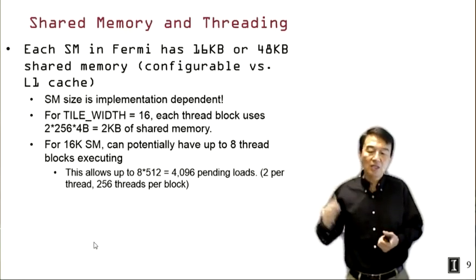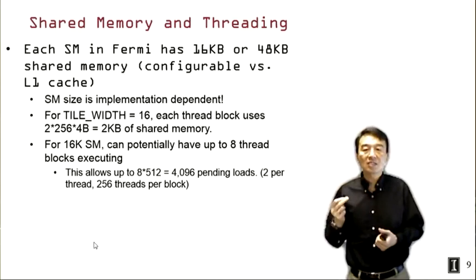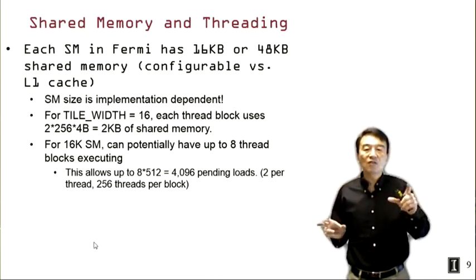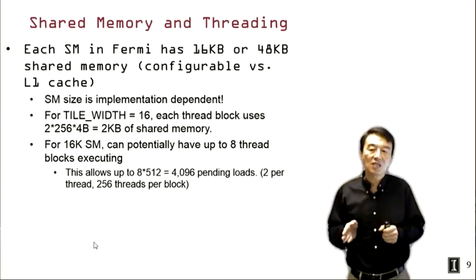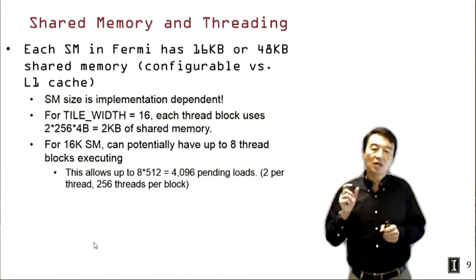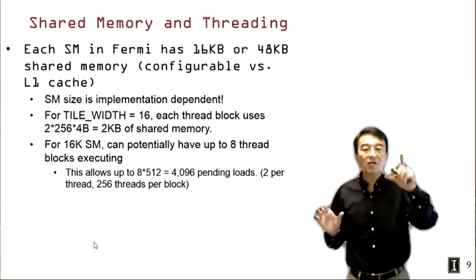And second, for a tile size of 16, each thread block uses 256 elements in each tile, 16 by 16. So each tile has 256 elements. We need to load two tiles, so we need 2 times 256 elements. And every element has 4 bytes. So this gives us a total of 2K bytes, or 2048 bytes. So every thread block will require 2K bytes of shared memory storage just to be able to accommodate the A tile and the B tile.